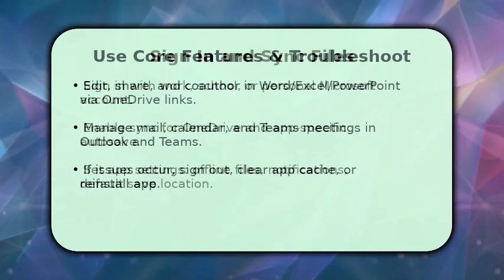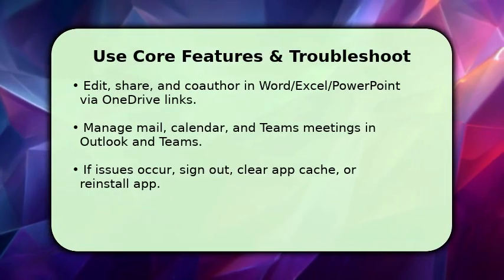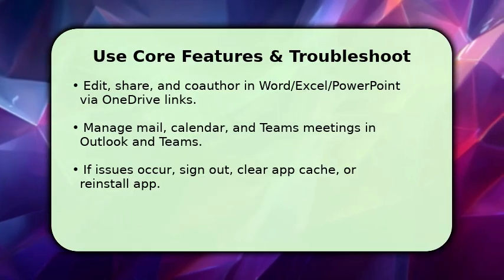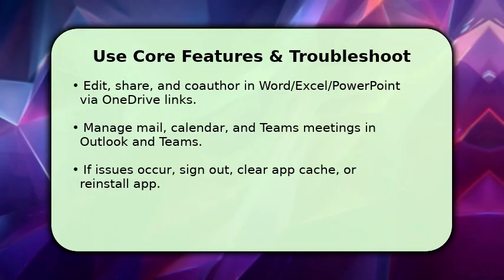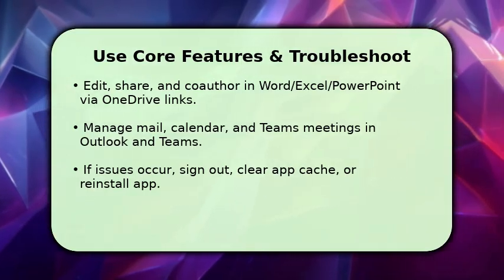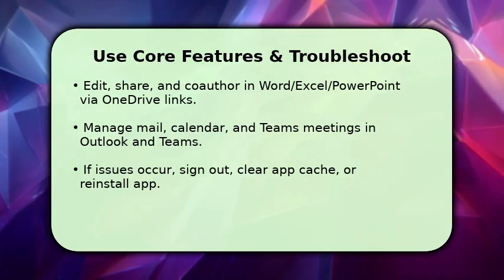Finish by practicing core tasks. Open a document, edit, and share a OneDrive link so you see real-time co-authoring. Use Outlook to manage mail and calendar and Teams for meetings. Once you've confirmed editing and sharing work, customize quick actions and widget settings for faster access.